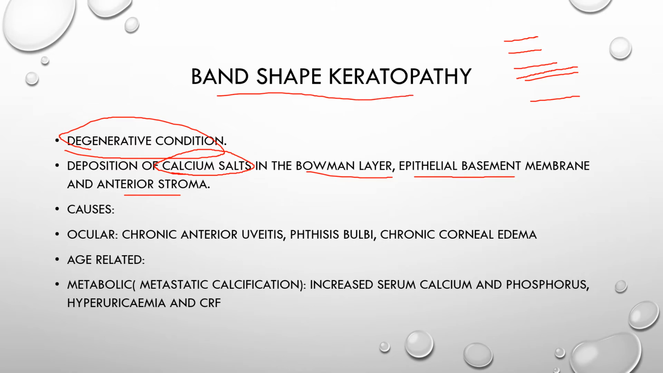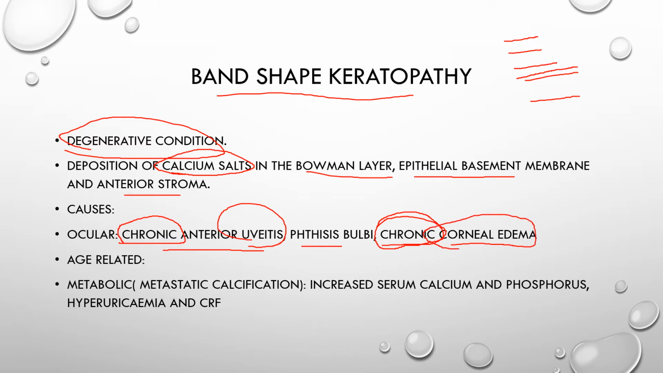Now the causes. There is chronic anterior uveitis. Not all uveitis will cause band-shaped keratopathy. It should be chronic and mostly occurs when the uveitis develops in children, in phthisis bulbi, and in chronic corneal edema. Important thing to notice is chronic corneal edema, because in the MCQ the two options were uveitis and corneal edema, but not acute or short duration. These pathologies can lead to band-shaped keratopathy. They should be chronic in nature.